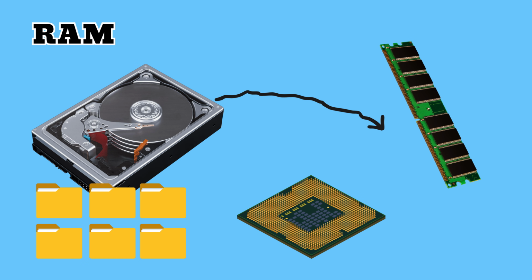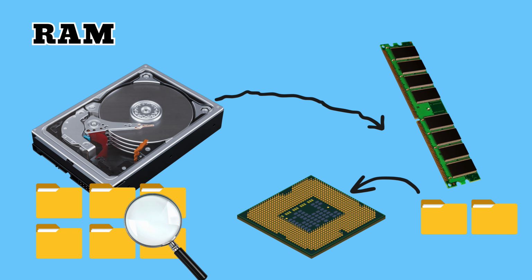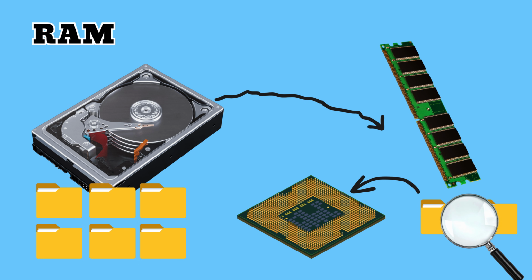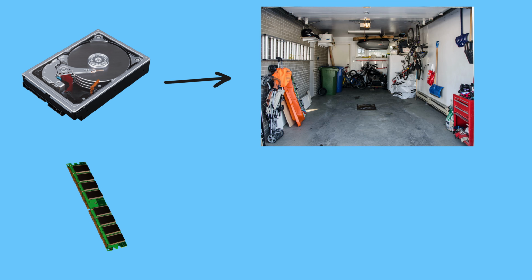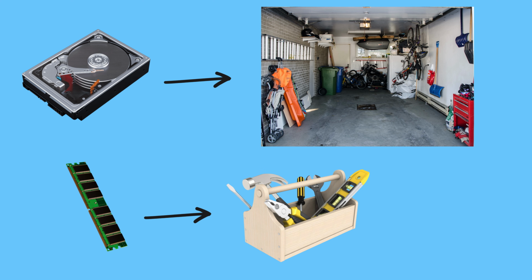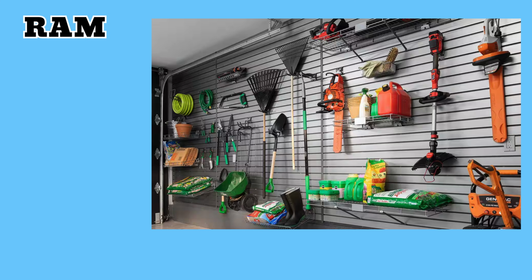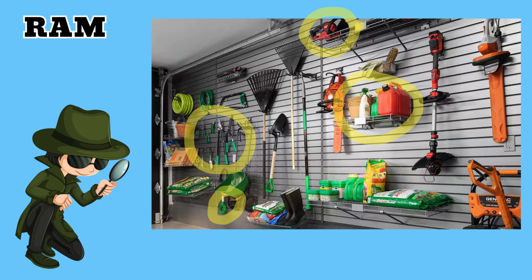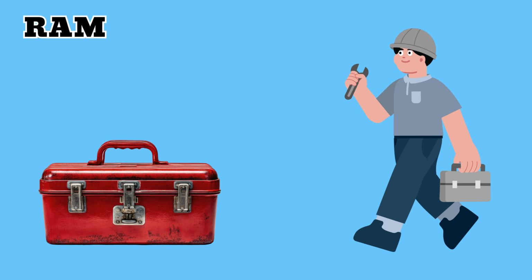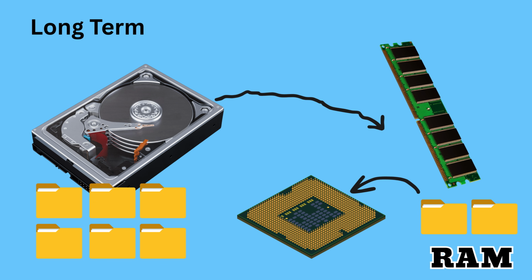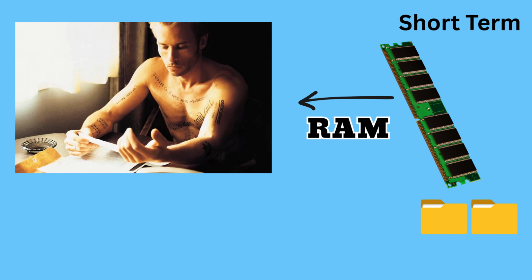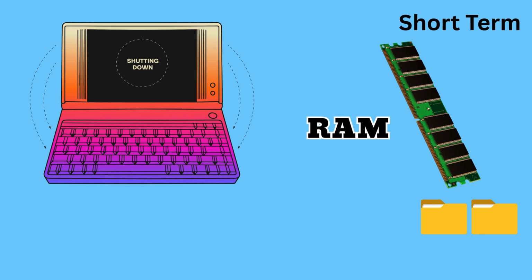RAM, or random access memory, is a thin rectangular stick that connects directly to the motherboard. Its job is to temporarily hold data that the processor needs immediately. Instead of constantly searching the hard drive, the processor looks at the RAM, which is much faster. A simple way to understand this is to imagine the hard drive as a large garage filled with many items and the RAM as a small tool bag. The garage can store a lot, but finding something takes time, while the tool bag holds fewer items but lets you grab them quickly. RAM works the same way. One important thing to remember is that RAM is short-term memory. When the computer is switched off, everything stored in it is erased.